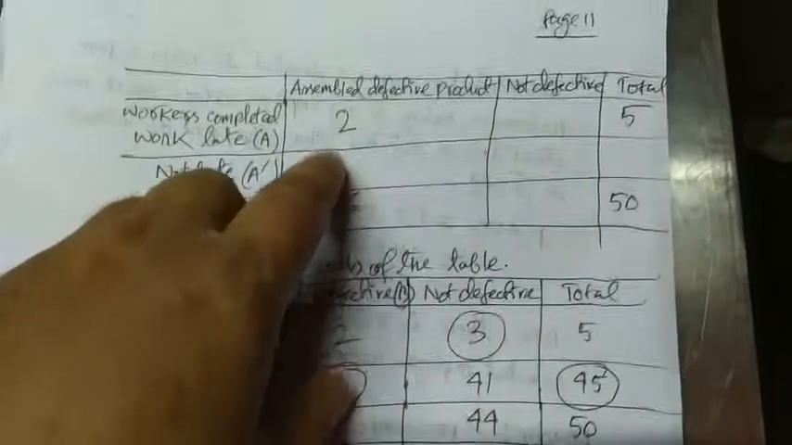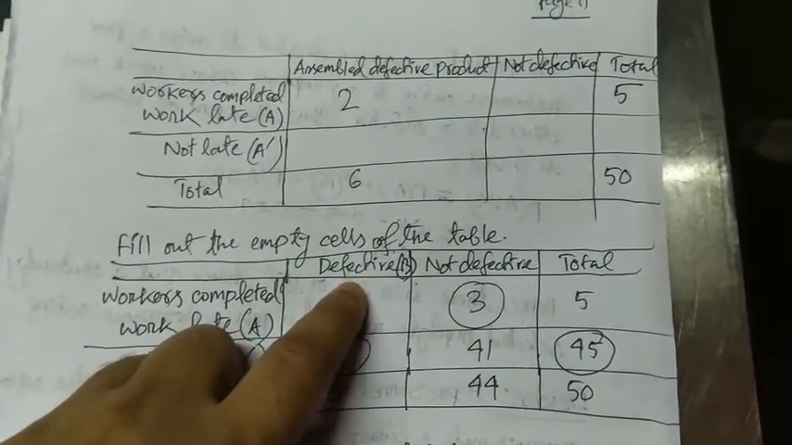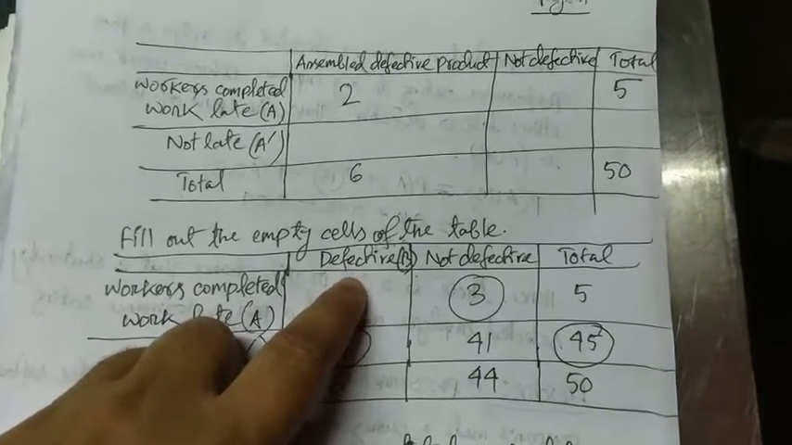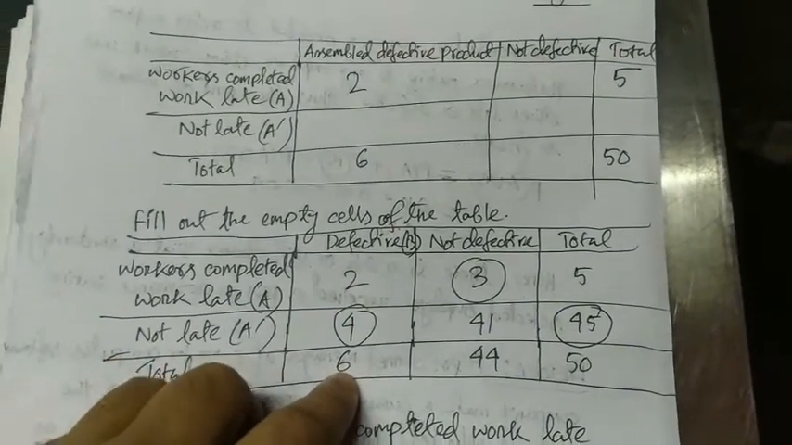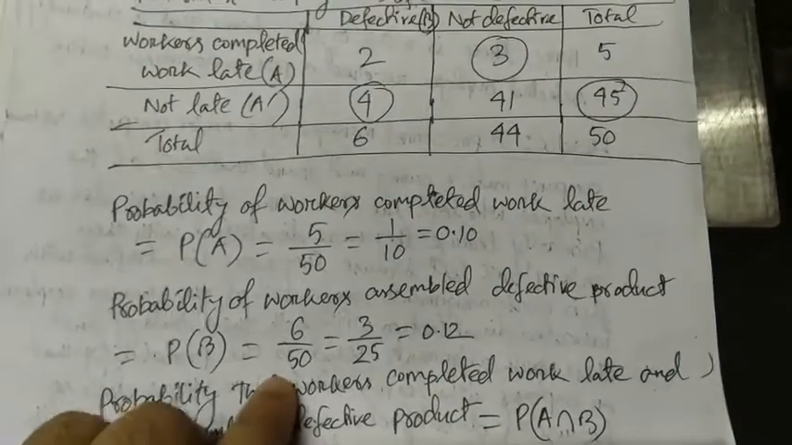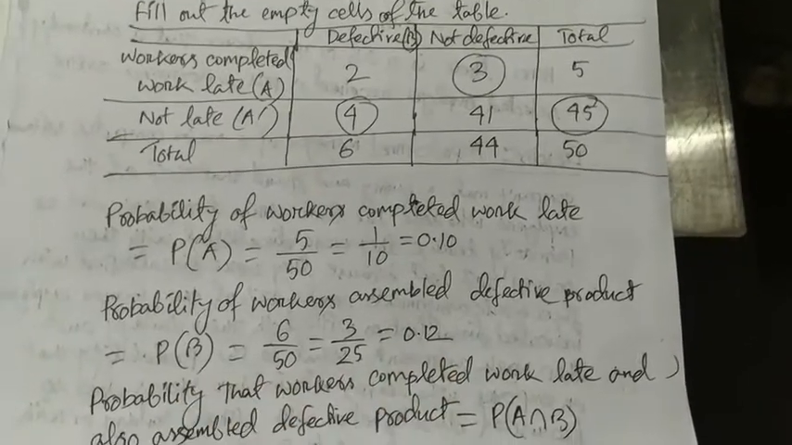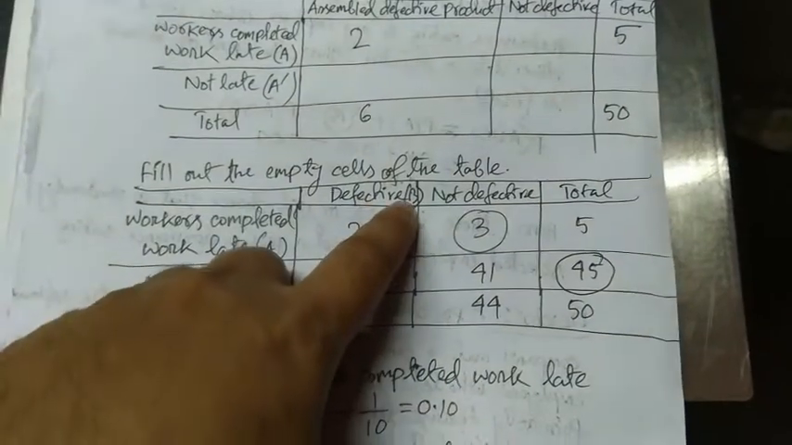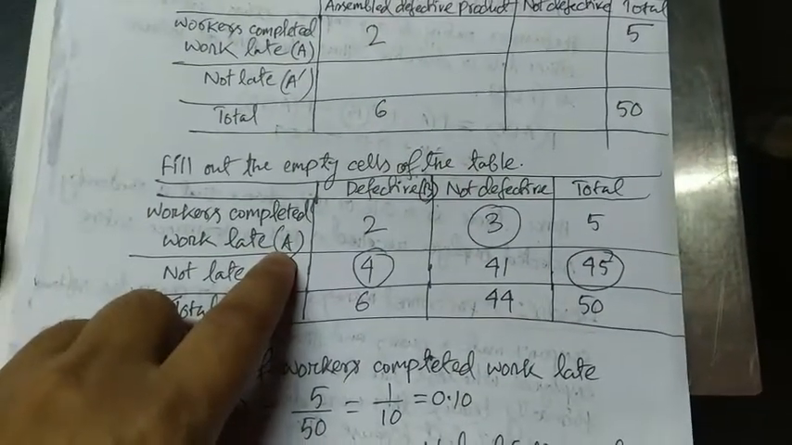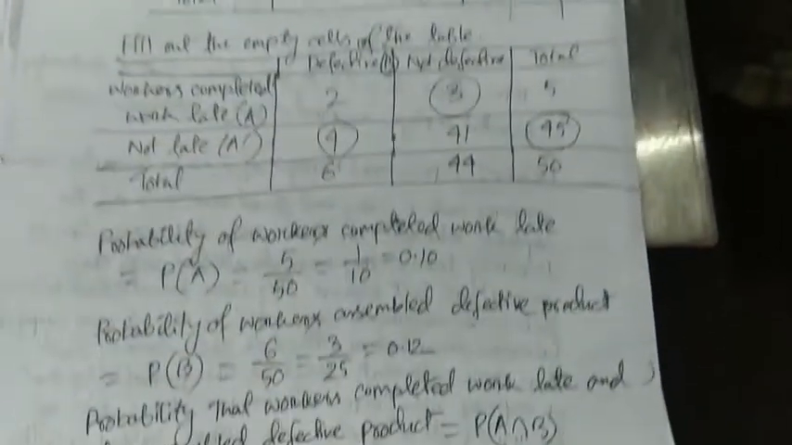The next question asks to find the probability of workers assembling defective product. We can see from the table that the number of workers who assembled defective product is 6 out of 50. So the probability would be 6 divided by 50, which reduces to 0.12. This is the probability of B. Defective product is event B and late is event A. So not defective is B prime and not late is A prime.